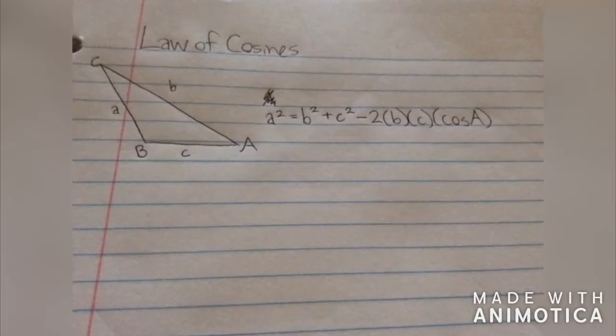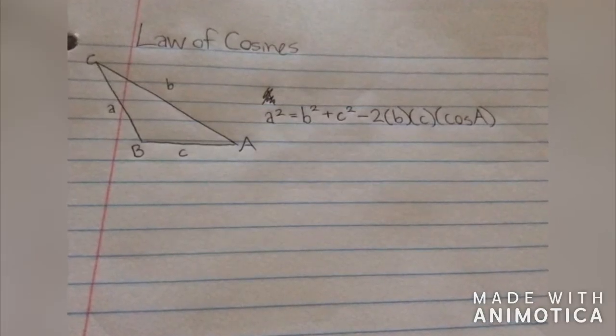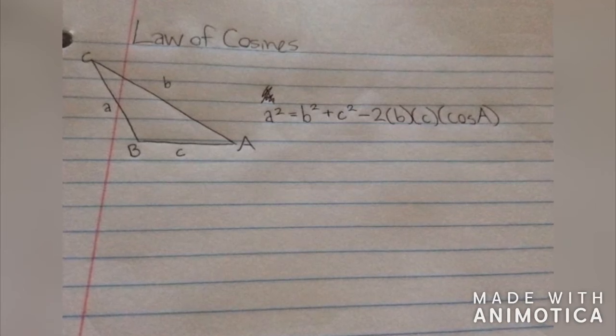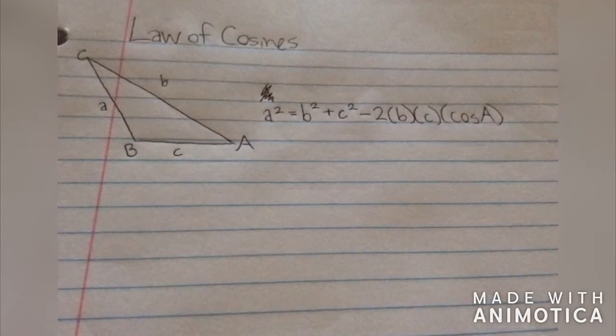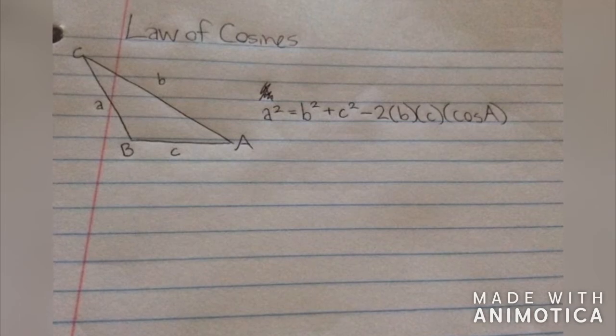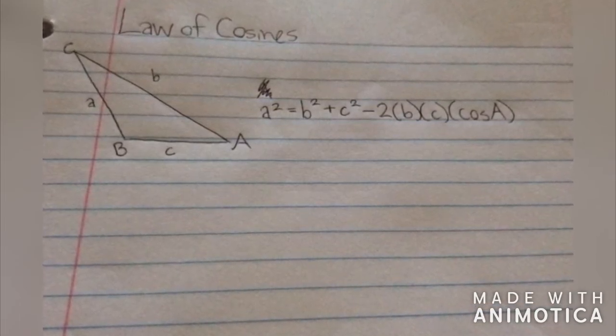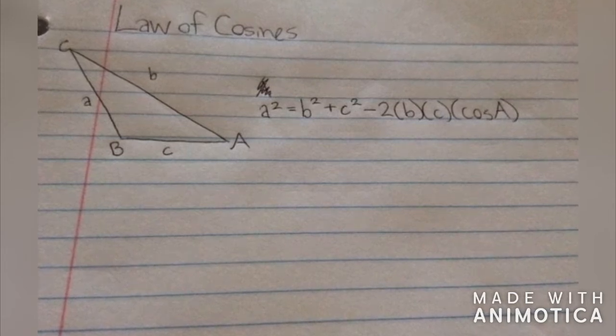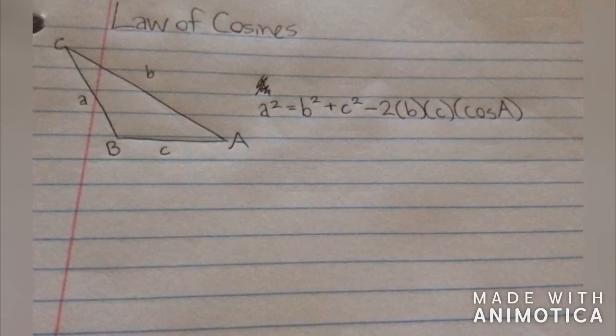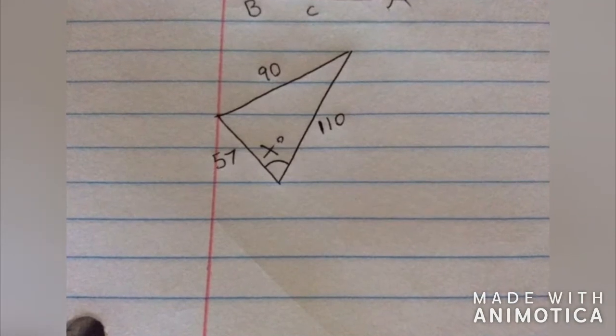This law states that one side squared is equal to the square of the other sides added together minus 2 times the other side measures times the cosine of the angle opposite to the first side. It's kind of like the Pythagorean theorem but for non-right triangles. Like the law of sines, we can use this law to find both angle measures and side lengths. Let's look at the missing angle first.